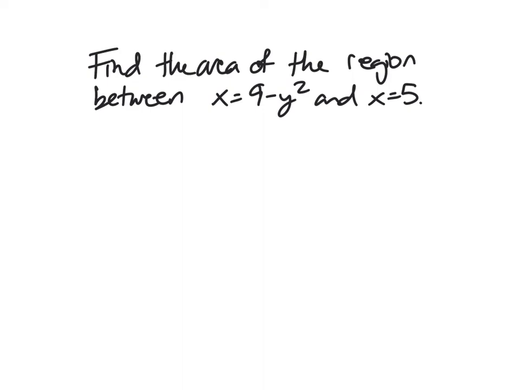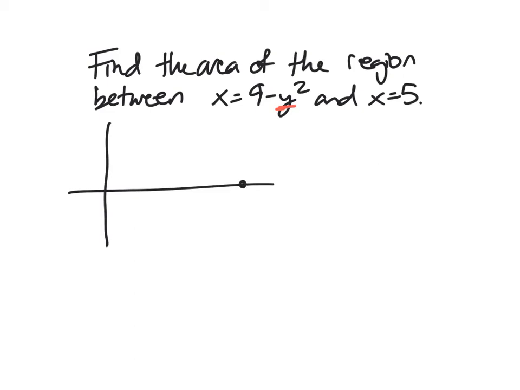All right, so let's do one more example and find the area of the region between x equals 9 minus y squared and x equals 5. So the first thing I want you to notice, right, is we've changed our independent variable and dependent variable. Now this is x as a function of y instead of y as a function of x. So you can view things in a couple ways here.